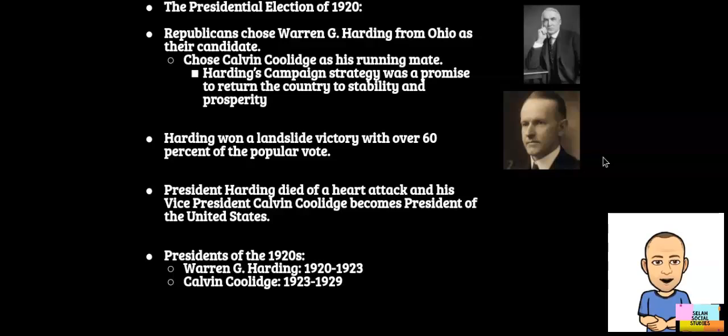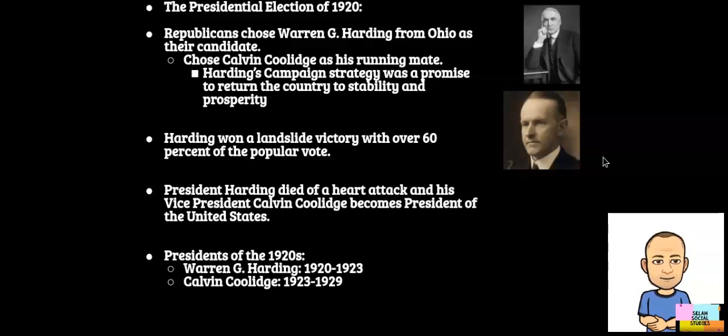And with the uncertainty of what post-war America was going to look like, Harding ran on a campaign that promised to return the country to stability and prosperity, and Harding called his promise a return to normalcy. So Warren Harding won the 1920 presidential election in a landslide, winning over 60% of the popular vote, and the Republicans decided it was time to get the government out of business again.